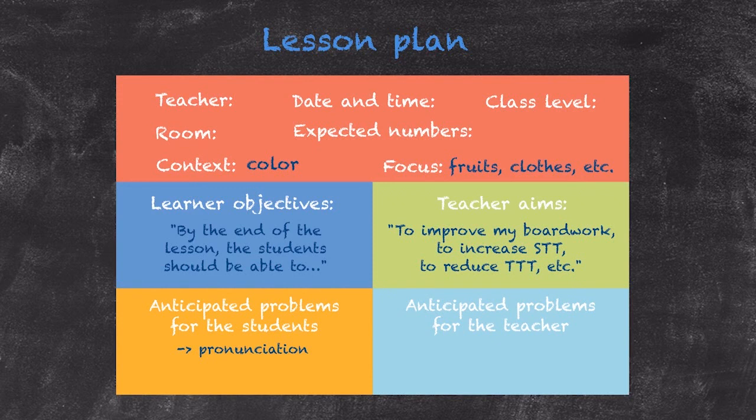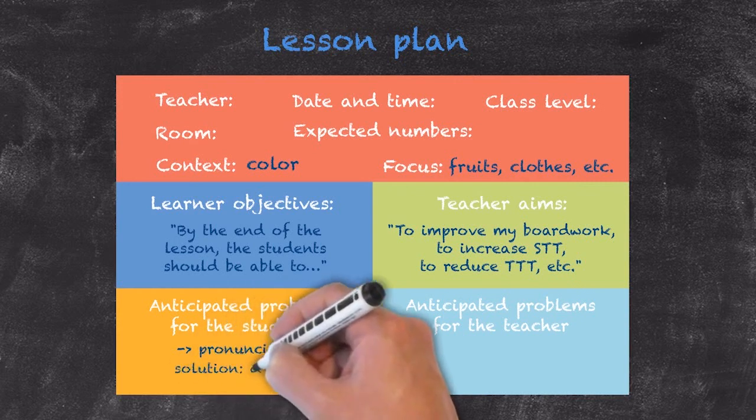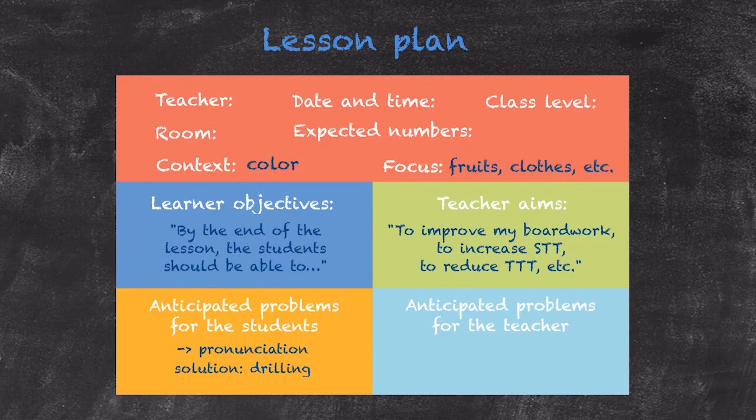Now, because this is part of the planning process, if we've anticipated problems, then it's fairly reasonable to assume that we thought about what we can do if those problems do occur. So one of the examples we had here was that we were anticipating problems with their pronunciation.